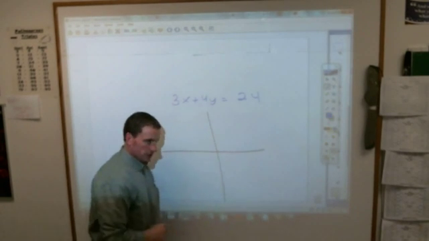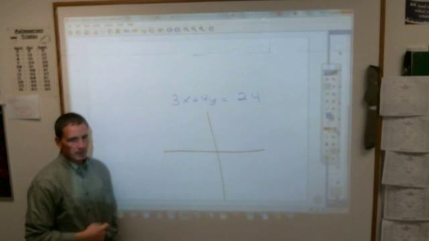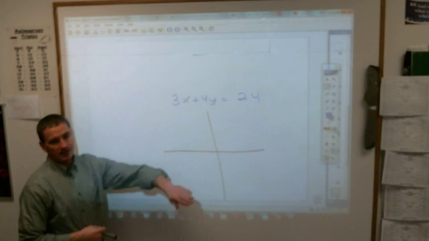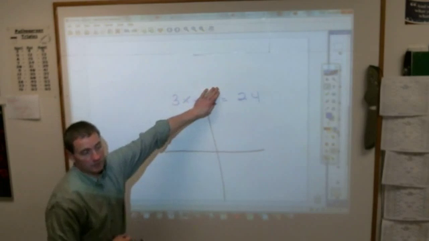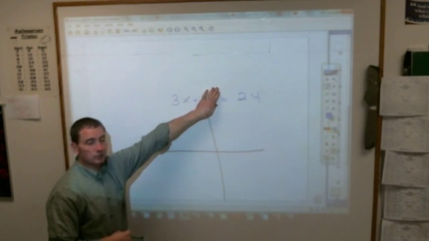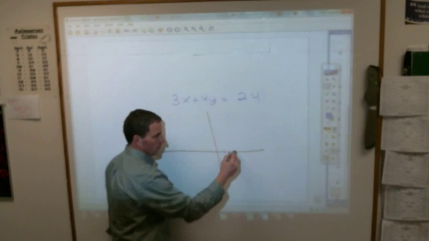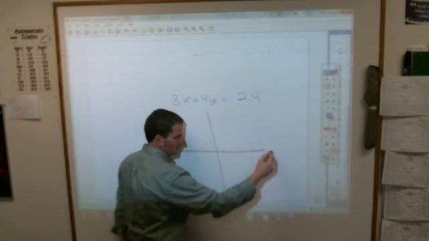Just need to do this, okay? Put 0 in for y to find where it crosses the x-axis. That means this goes away, because 4 times 0 is nothing. If 3x equals 24, what does x equal? 8. That's where it crosses the x-axis. 1, 2, 3, 4, 5, 6, 7, 8.